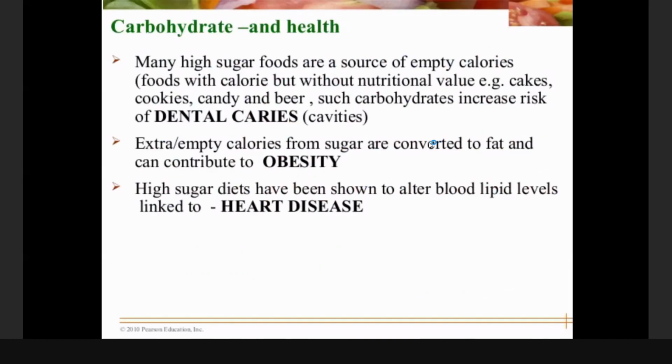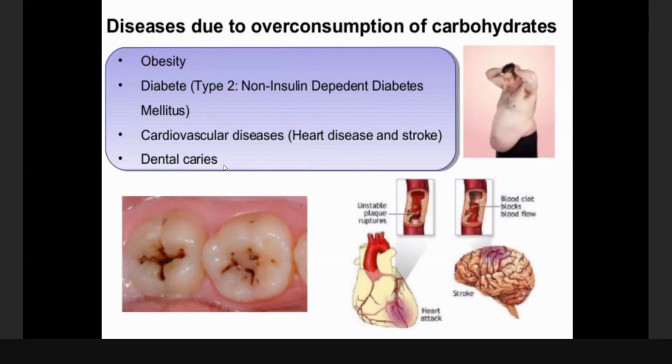Now, how do we correlate carbohydrates and health? Many high sugar foods are sources of empty calories, like cakes, cookies, and candy, and may increase the risk of dental caries. It may affect the health of our teeth. Excess calories from carbohydrates may lead to overweight, or contribute to obesity, and obesity is one of the greatest factors for different metabolic disorders. The high sugar intake also can affect our lipid profile, and it may lead to heart disease. These are some of the diseases due to overconsumption of carbohydrates.